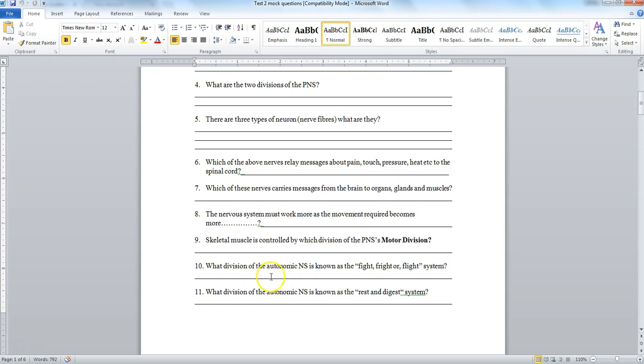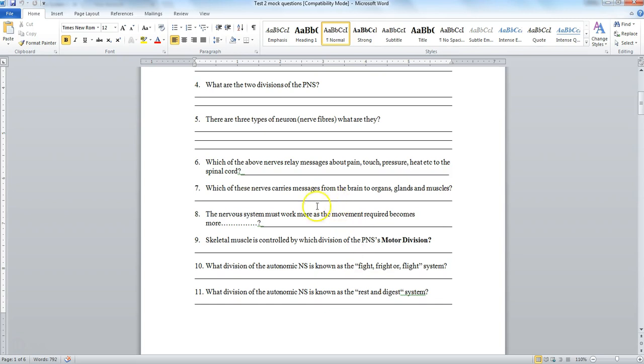Number 10, which division of the autonomic nervous system is known as the fight, fright, or flight system? That is the sympathetic nervous system. And number 11, what division of the autonomic nervous system is known as the rest and digest system? And the answer to that is the parasympathetic nervous system.